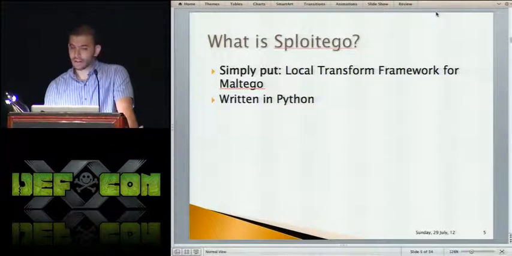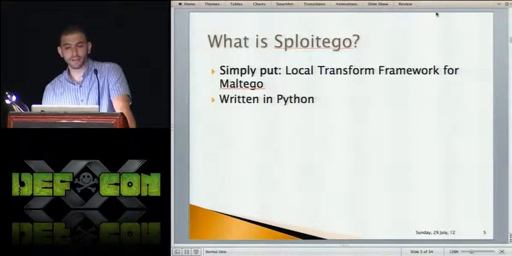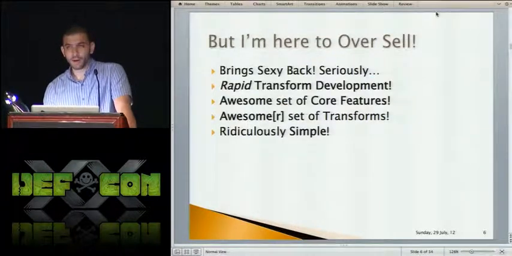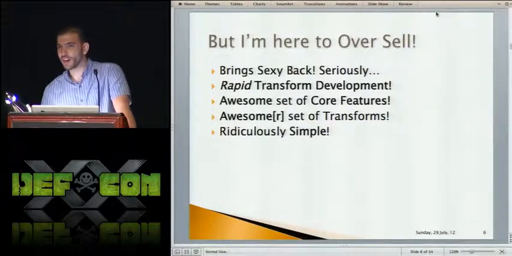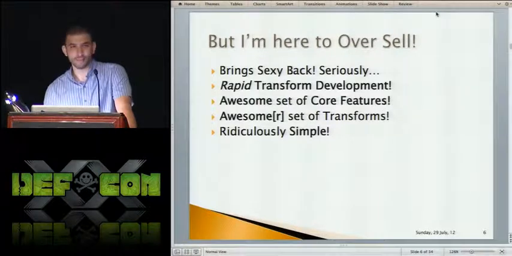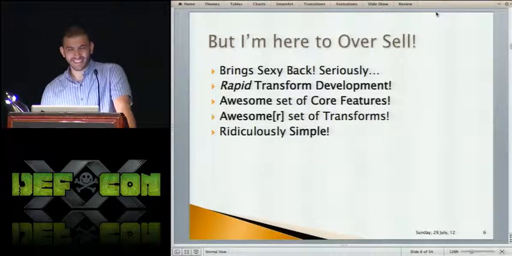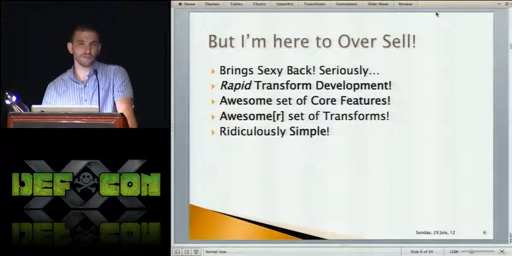So as I said, what is Sploitego? It's a local transform framework for Maltego. I wrote it in Python. But I'm here to oversell it. Andrew was telling me I was underselling it the whole conference, so I'm going to make my best to sell this. So it brings sexy back. Seriously. It's a rapid transform development framework. It's got some awesome set of core features. I was so addicted to developing this thing, I stayed up every night during our busy season until 4 a.m.